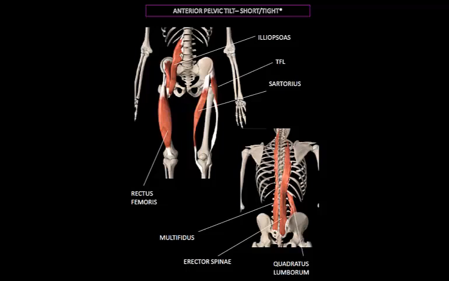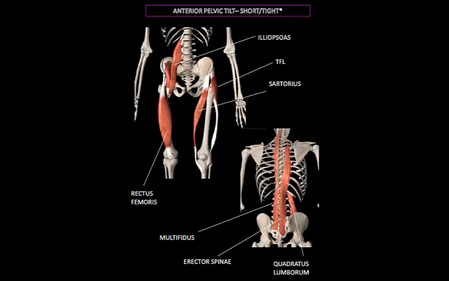They are, as you can see, pulling simply down, and we can see rectus femoris, which is also a hip flexor, can pull down, as could sartorius and tensor fasciae latae. All will contribute to that anterior pelvic tilt.